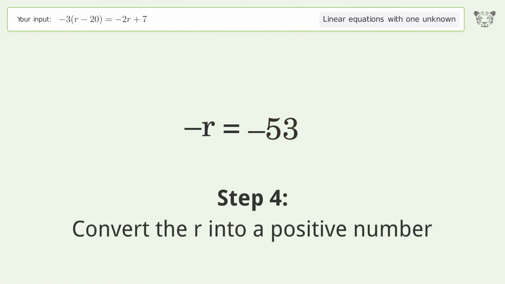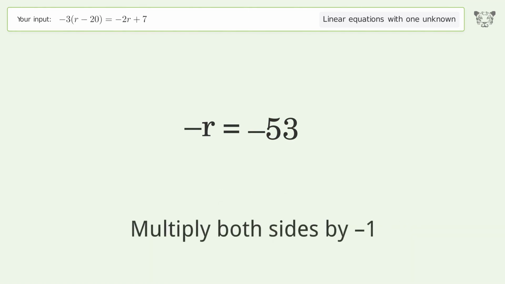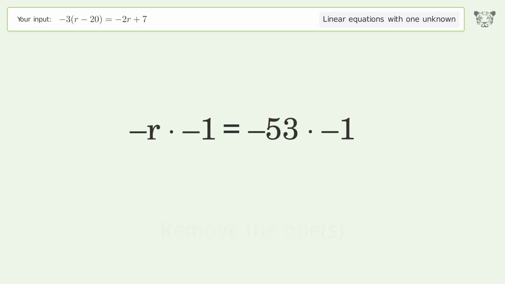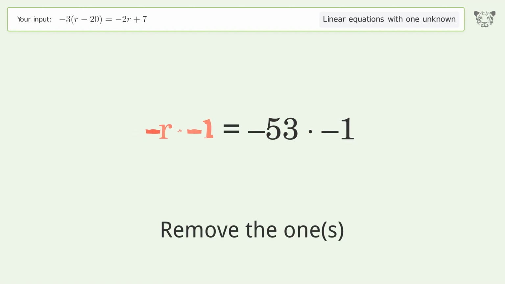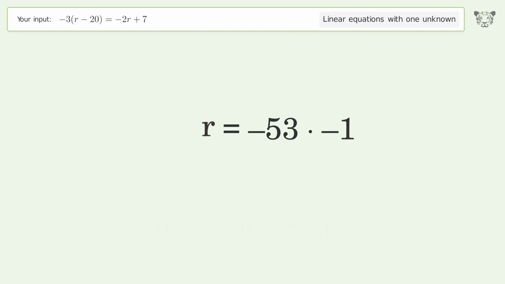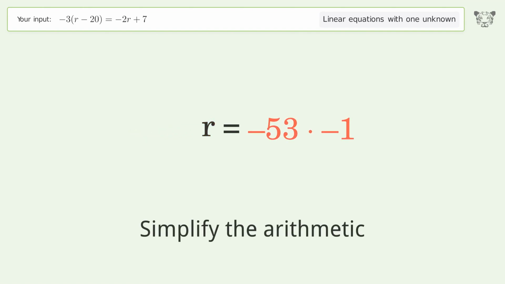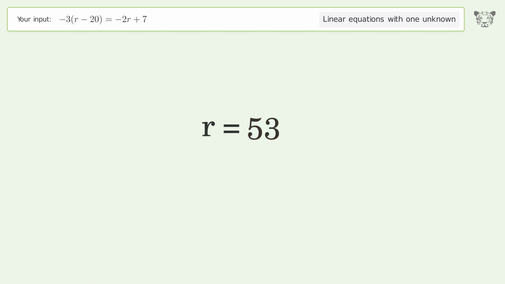Convert the r into a positive number. Multiply both sides by -1. Remove the ones. Simplify the arithmetic. And so the final result is r equals 53.